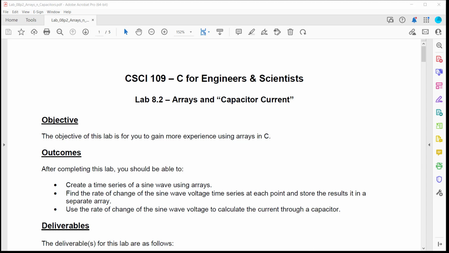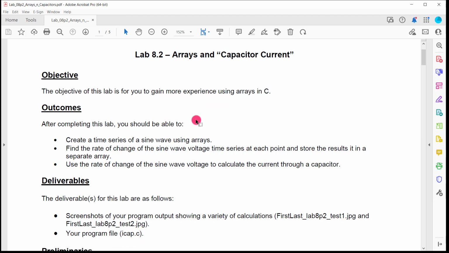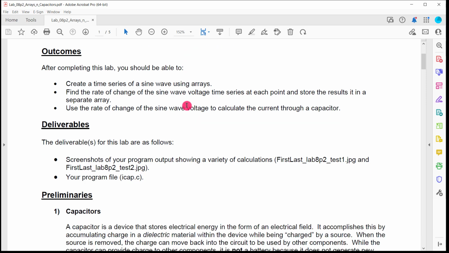Hey, this is Brock Lemires, and in this video I'm going to go over lab 8.2 on arrays and calculating capacitor current. The objective of this lab is just more experience using arrays, and we're going to really get into time series and manipulations that you can do on them.